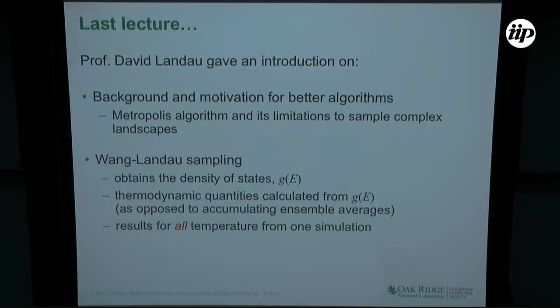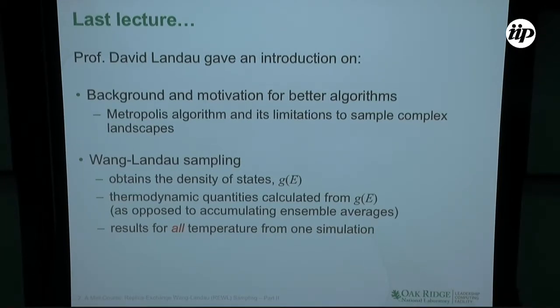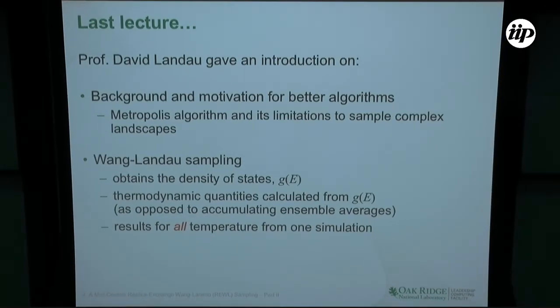So I want to do a little bit of a review, a summary of what David talked about yesterday. He gave a background and motivation for why we need better algorithms to do Monte Carlo simulations. For example, Metropolis algorithms have been very widely used for the last few decades, but they have their limitations. For example, it's very difficult to sample complex systems with complex energy landscapes. And so he also gave an introduction of a new algorithm called Wang-Landau sampling.